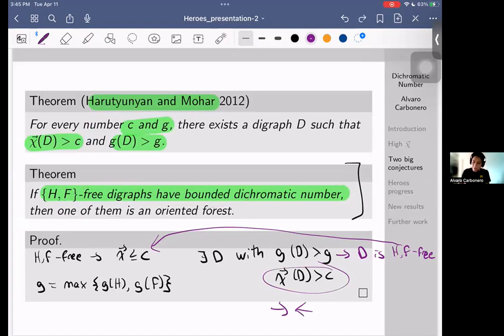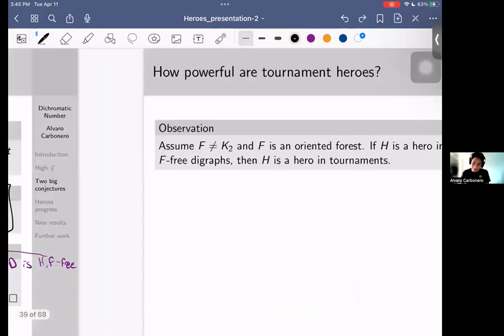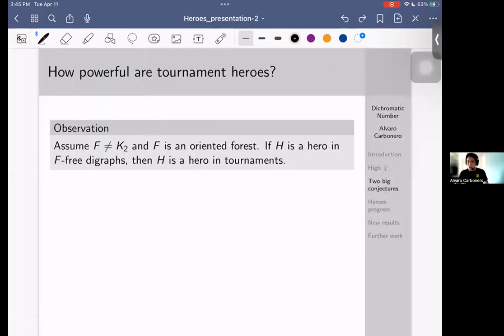And if you wonder where the proof would go wrong, for this theorem to work, we define the girth of a forest to be infinity. So this would not make sense. That's why the proof would not work if we have the assumption that one of them is an oriented forest. And that's why, by the way, we always use F, because F is for forest. All right. So these observations can be summed up in this one. Assume that F is not an edge, and assume that F is an oriented forest. Then if H is a hero in F-free digraphs, then H is a hero in tournaments. Great. Awesome.